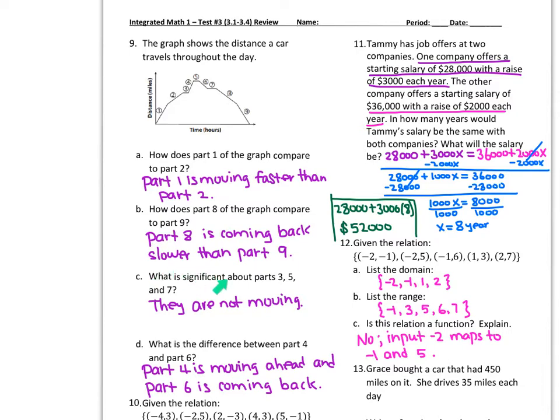What is the significance about parts 3, 5, and 7? If you look at part 3, 5, and 7, the car is not moving. The time is moving, but the car is not moving. And then in part D, what is the difference between part 4 and part 6? If you look at part 4 and part 6, in part 4, the car is moving away, it's moving ahead, and in part 6, the car is coming back. Again, in part 4, it's going faster, but in part 6, it's moving slower.